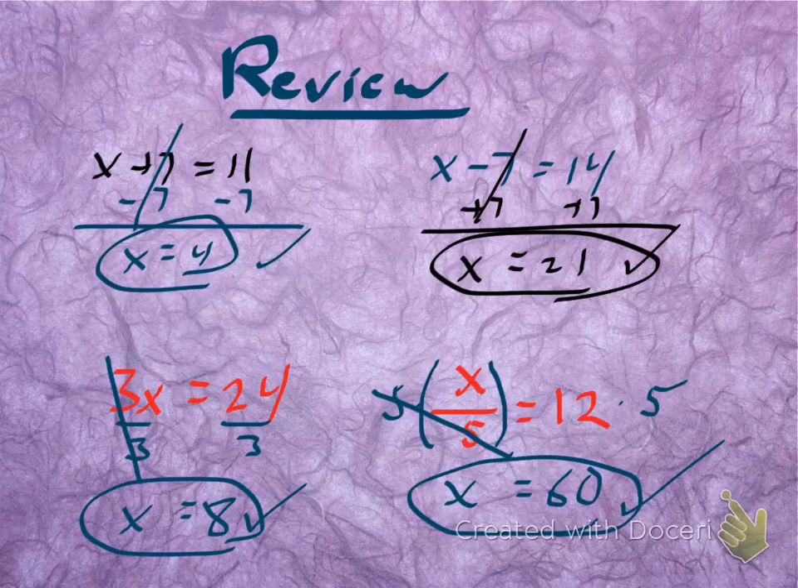So that is a quick review. Now, those are called one-step equations. Why? Because you had to do one step to get the value of x. And I know that I picked some pretty easy integers, and so for the most part, I think you probably could have done a lot of those in your head.